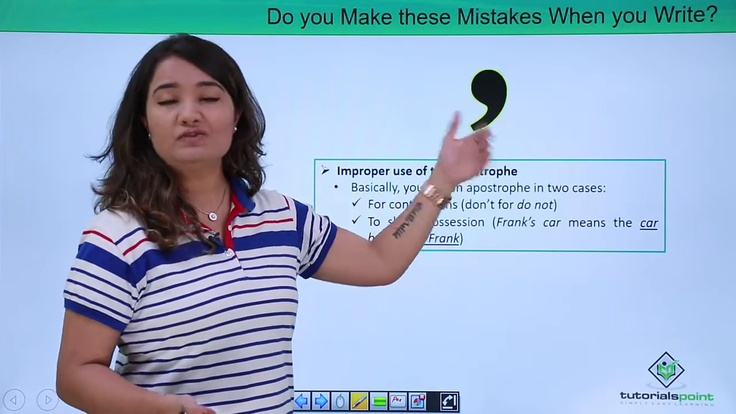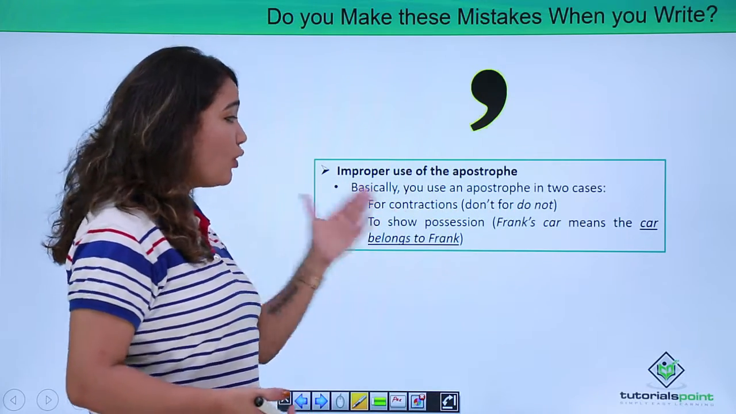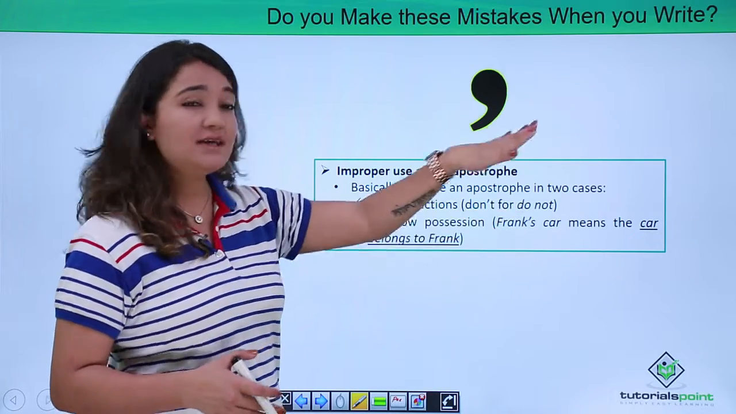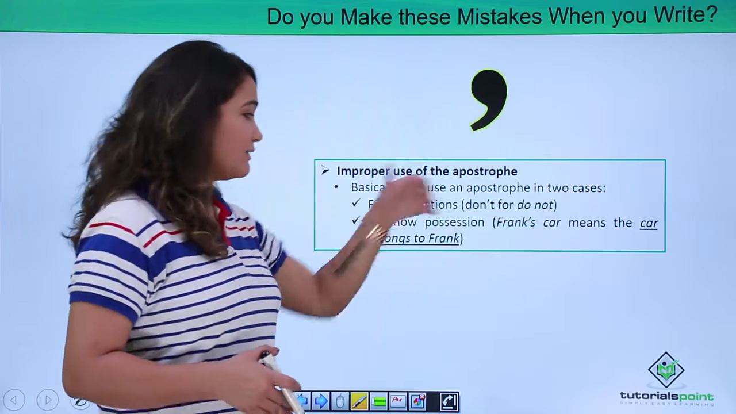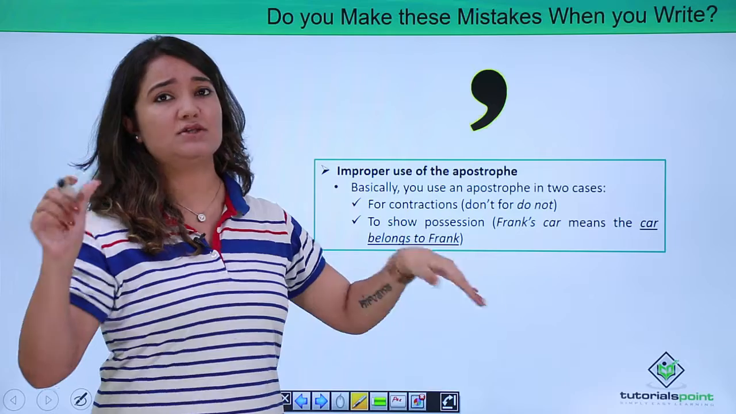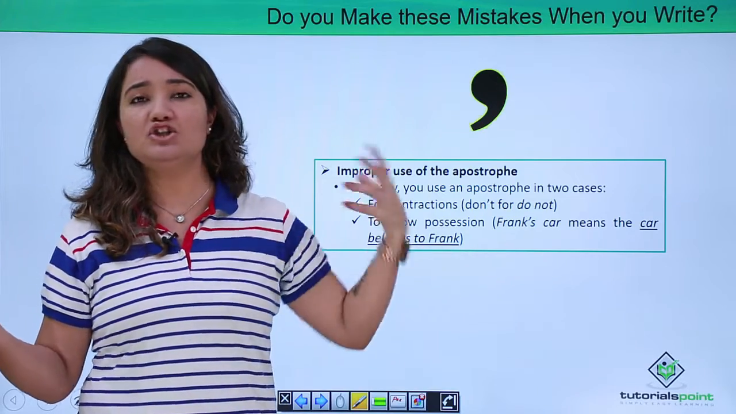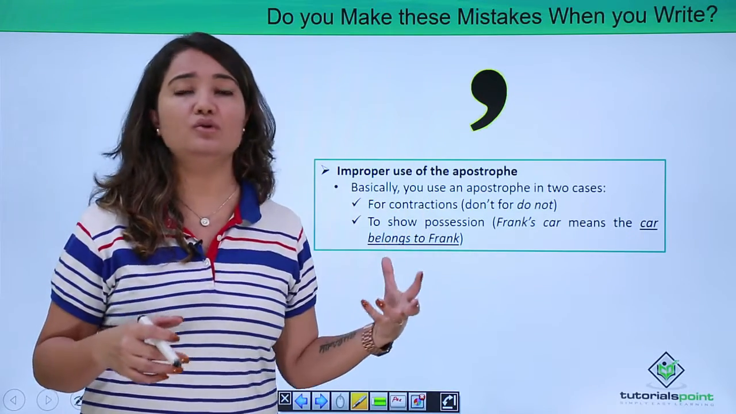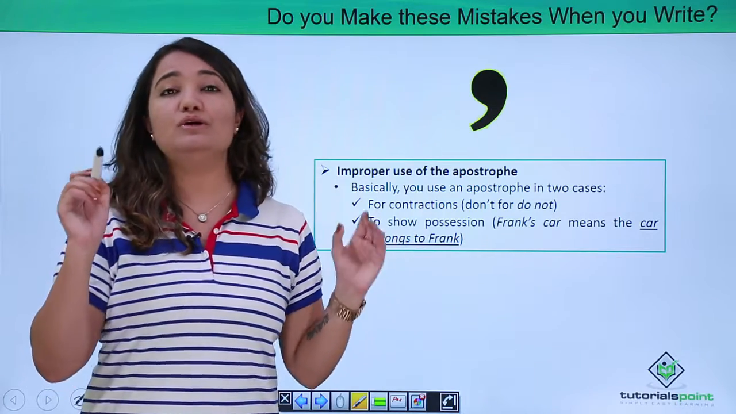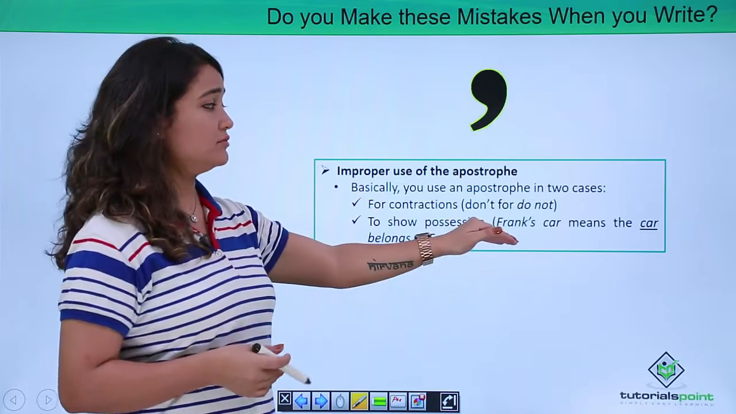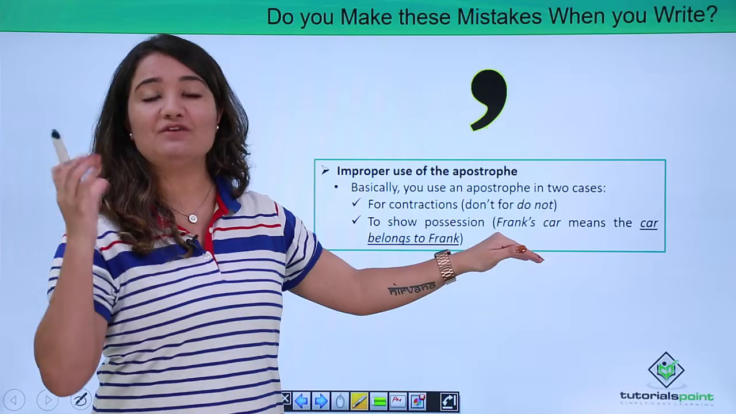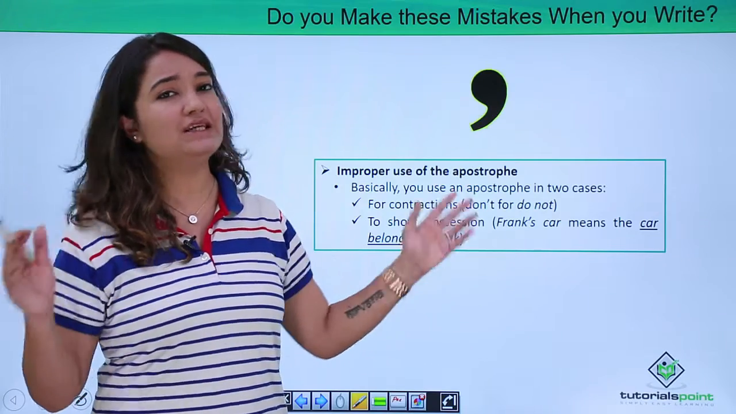So an apostrophe could be used with a contraction, or it could be used to show possession, right? For example, Frank's car means the car that belongs to Frank. So Frank apostrophe s, or for example, Isha's car or Isha's house, or Rahul's bike. Whenever you use an apostrophe with a noun, it indicates possession.